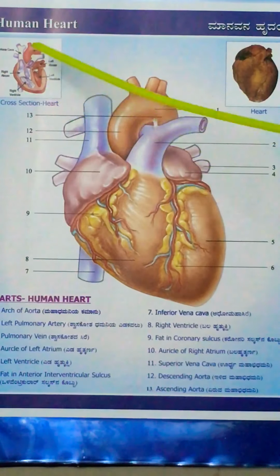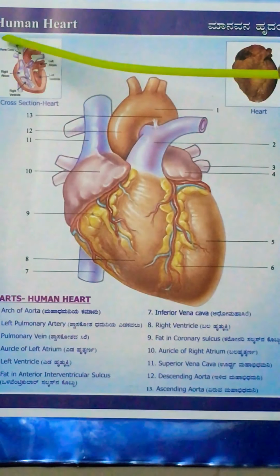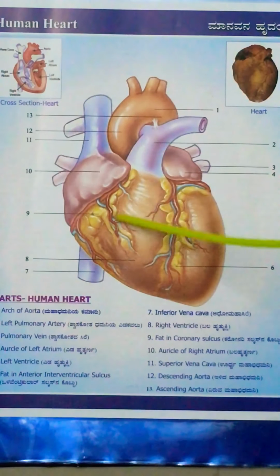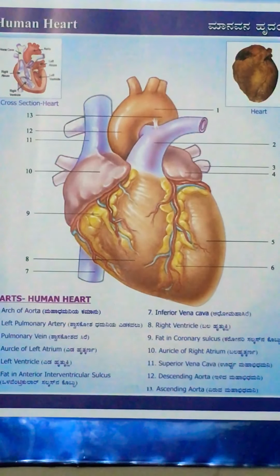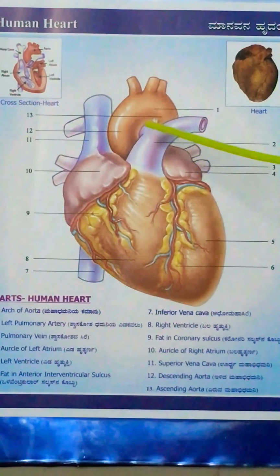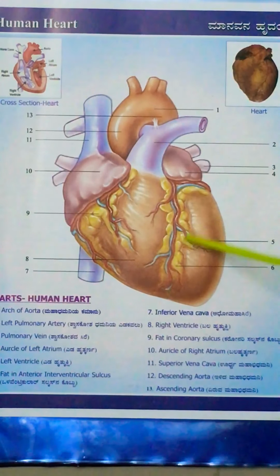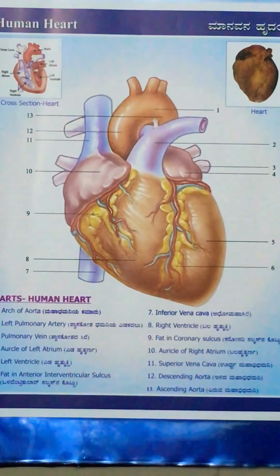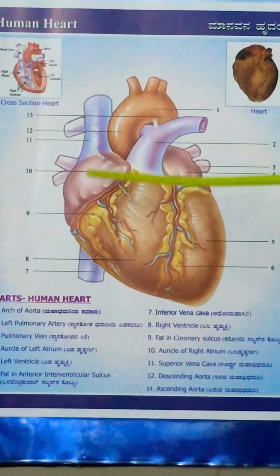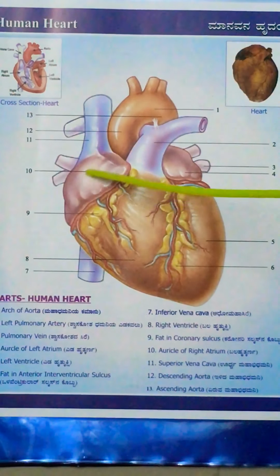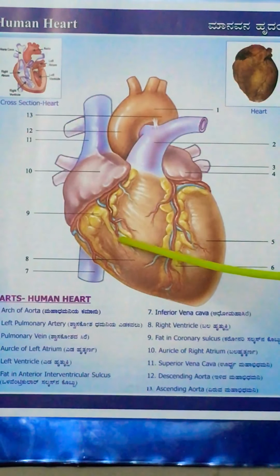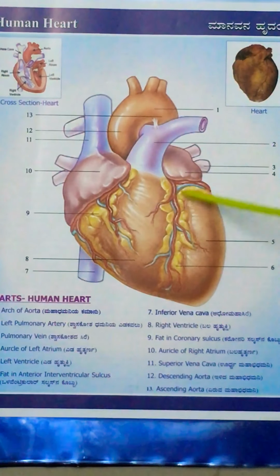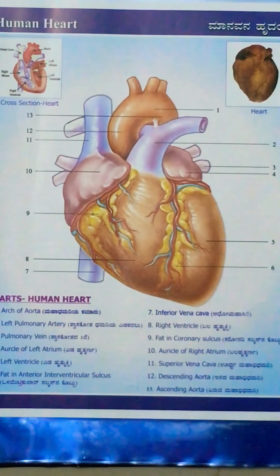In between the right atrium and right ventricle we have a valve called the tricuspid valve. In between the left atrium and left ventricle we have the bicuspid valve. These valves help to move the blood in one direction. They do not allow the backflow of the blood. When they are opening and closing, that is when we have the beats, called heartbeats.